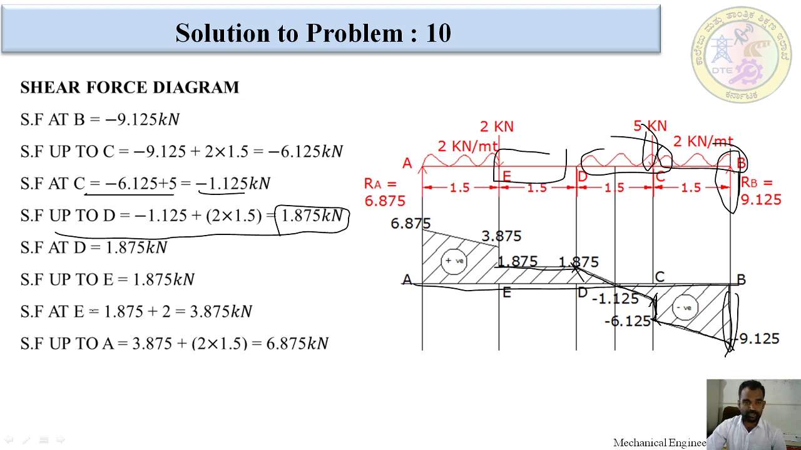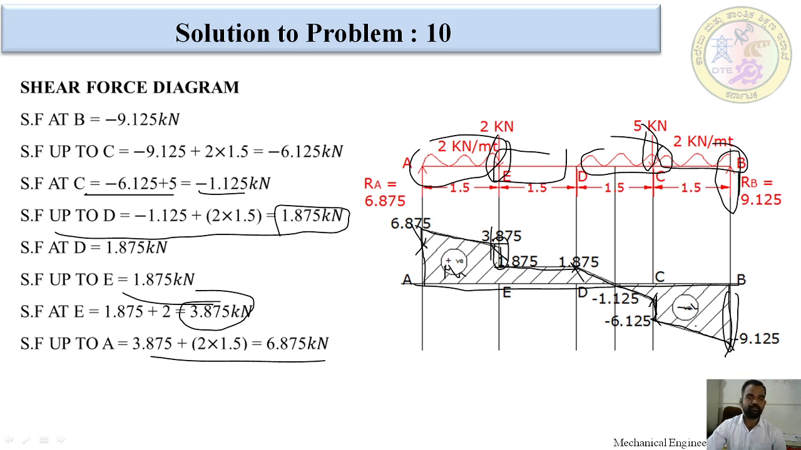At E point, how much did we get? 3.875. Here also 3.875. Mark it and join with the vertical line. Wherever there is a point load, there would be a vertical line in the shear force diagram. After that, at B point, we got 6.875. Mark it. There is a UDL, so join with the inclined line. After ending at B point, we have to join with the baseline. This is a positive value, this is negative.